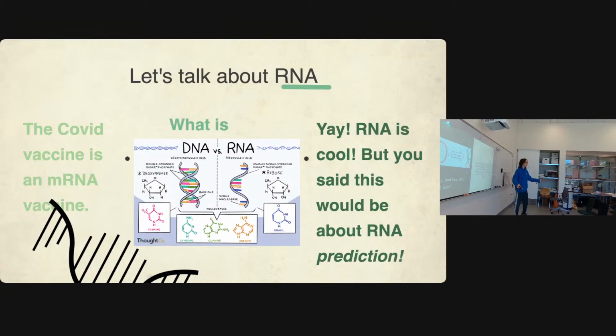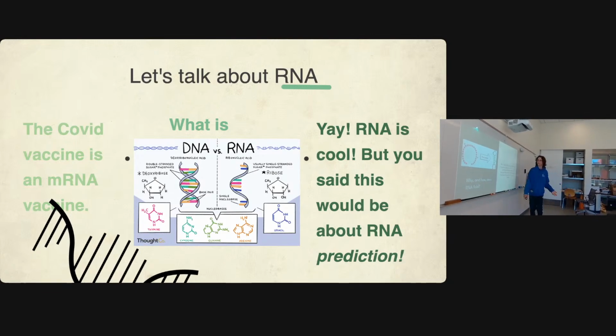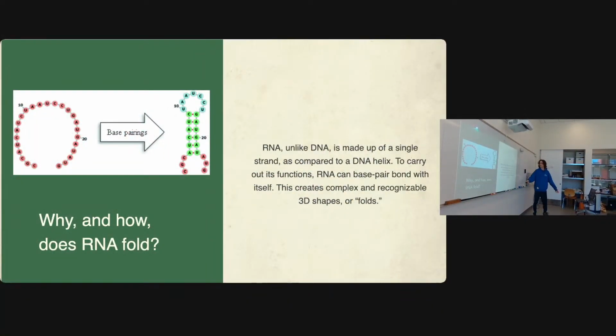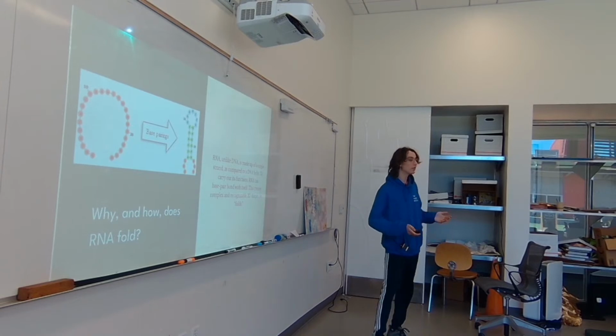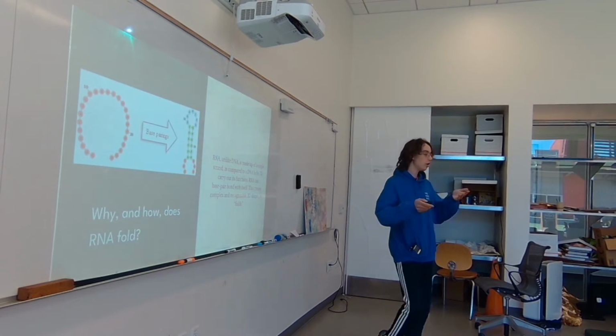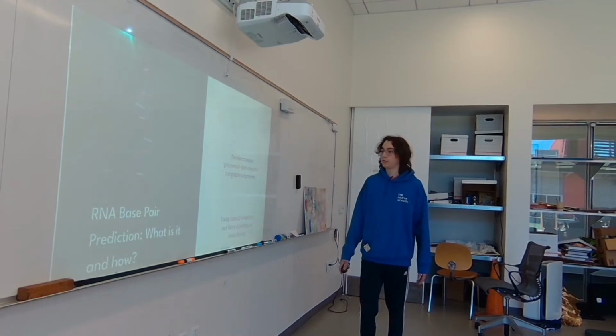So essentially, because RNA is only a single strand, it's not a helix. To carry out its functions, it bonds with itself. So this is an RNA strand, and then it turns into this. It bonds with itself, and it pairs with itself. And this bonding and pairing creates a complex shape that we can identify as folds. And this is important because the RNA folds are strongly predictive of the function of the RNA. So if you know how the RNA folds, then you can tell what the RNA does. That was a quick refresher.